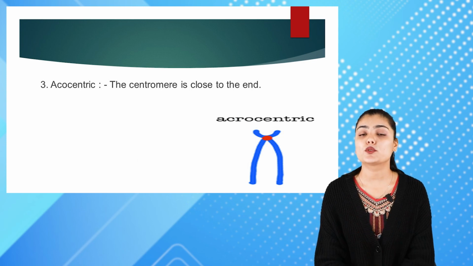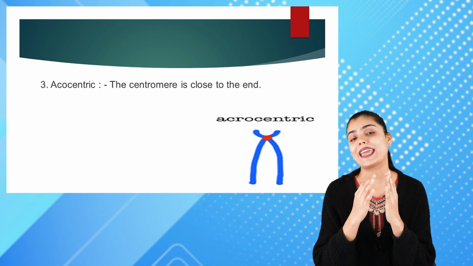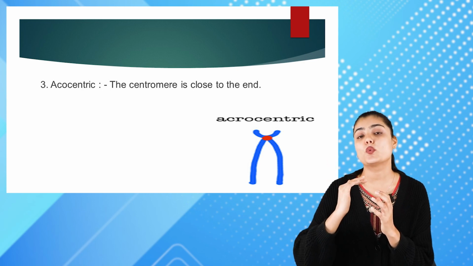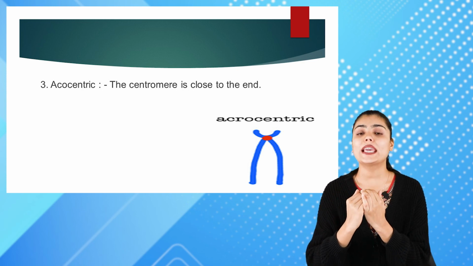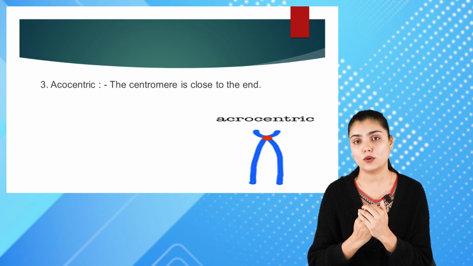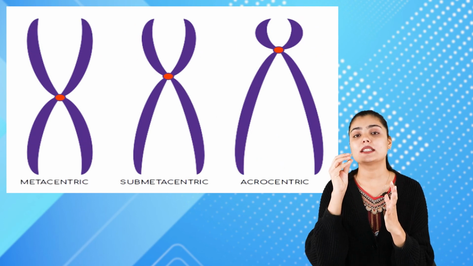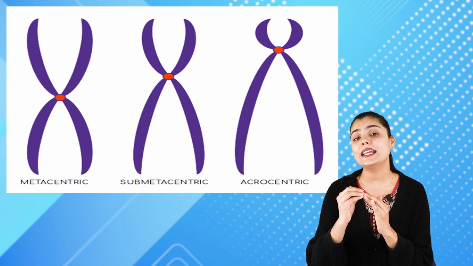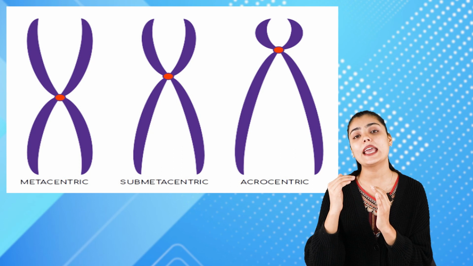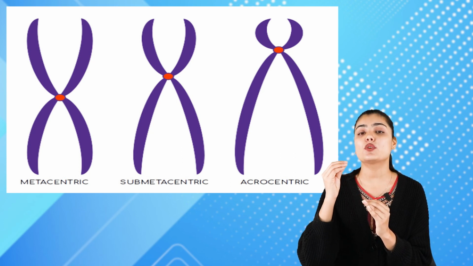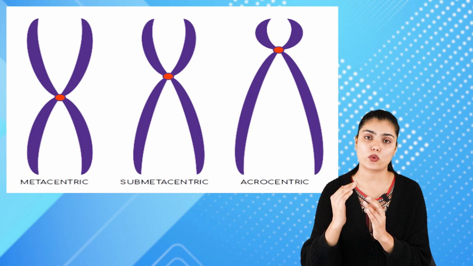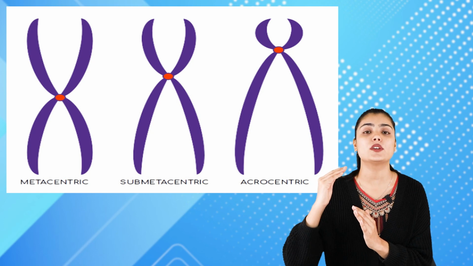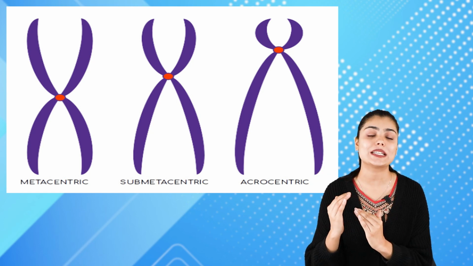The last type of chromosome, according to the location of the centromere, is acrocentric. What is the meaning of acrocentric? Here, the centromere is located towards the end of the chromosome. So in metacentric, we had the centromere exactly in between. In submetacentric, the centromere was present slightly off from the center. And in acrocentric, we can see that the centromere is present towards the end of the chromosome. Again, here on the screen, you can see the centromere is towards the end of the chromosome. Therefore, it is called an acrocentric chromosome.